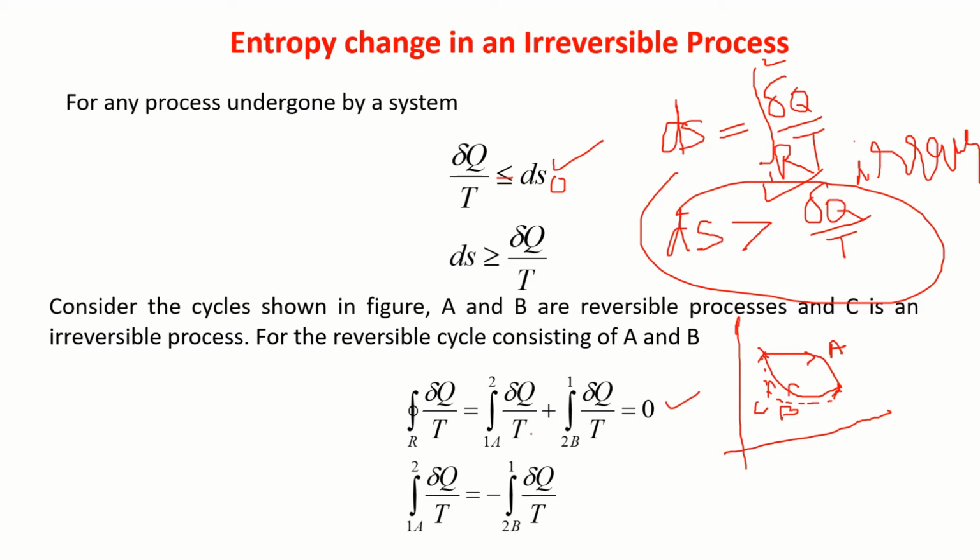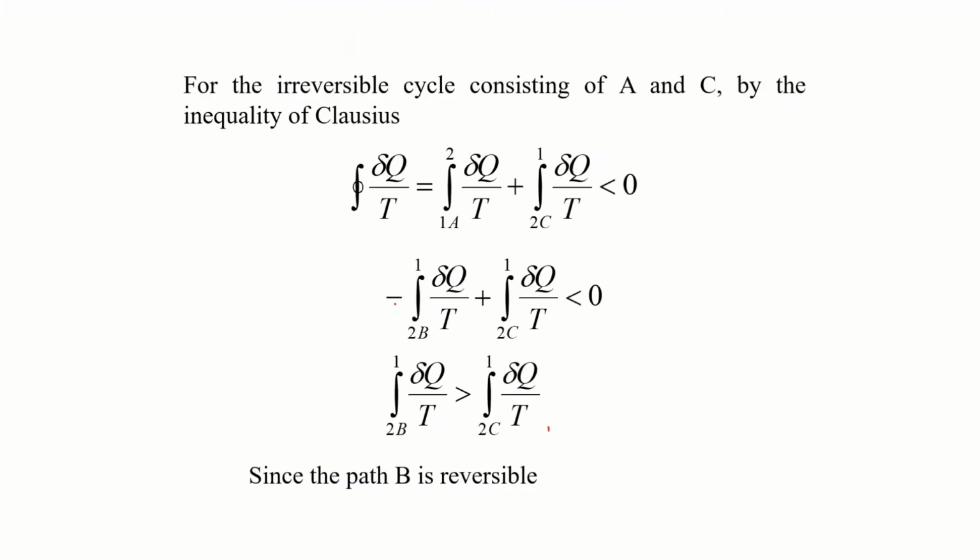equal to 0. So that means integral 1A to 2 delta q by T, then 2B to 1, this is 1, this is 2. So 1A to 2 delta q by T and 2B to 1 delta q by T, that is equal to 0. So from here, this 1A to 2 delta q by T can be written as minus 2B to 1 delta q by T. Okay, that's fine. For the other one, considering A and C, this must be less than 0.